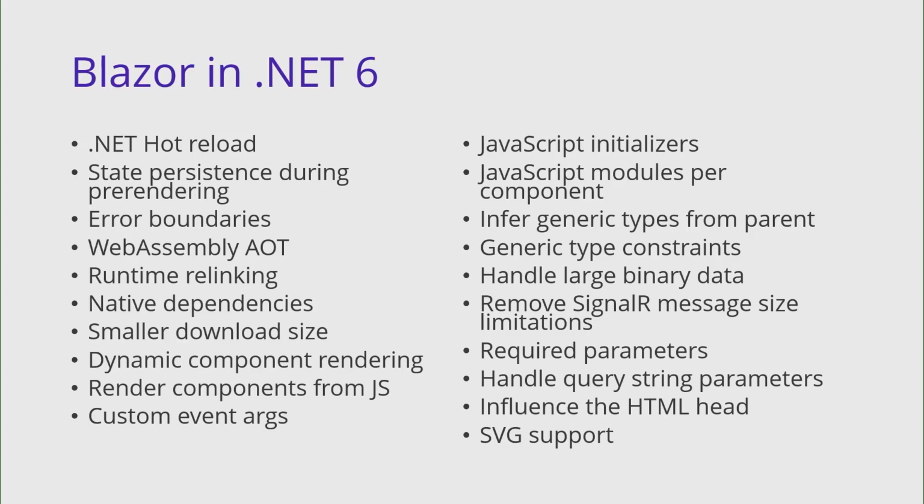Child components can now infer their generic type parameters from ancestor components when you have a more elaborate hierarchy of components. You can put your generic type constraints in Razor now. You can handle large binary data when you're doing JavaScript interop. For Blazor Server app developers, we removed the SignalR message size limitations.